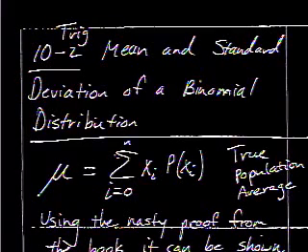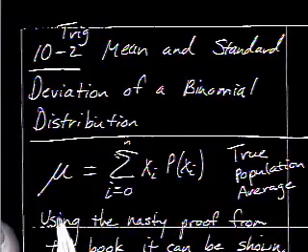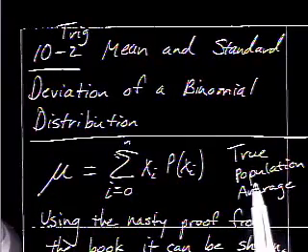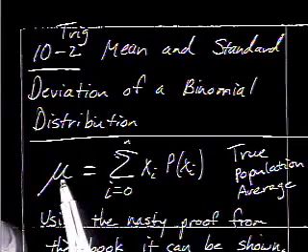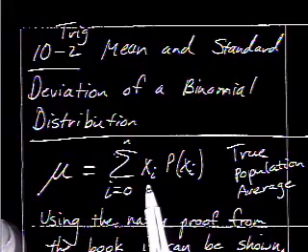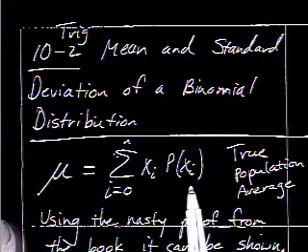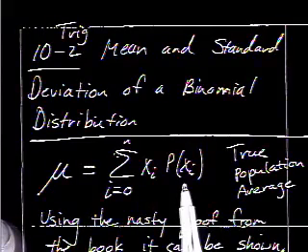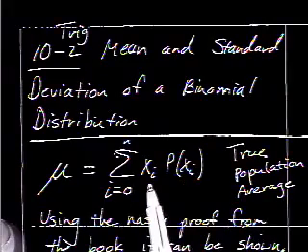Right, section 10.2 in trig. We're talking about mean and standard deviation of a binomial distribution. You'll remember back in chapter 7 we talked about how we could find the expected value or the average of a population, the true population average. We called it mu, and it was the sum of the outcomes times the probability of those outcomes. We actually made a chart, and we put these in list 1 and these in list 2, and then we did sum L1, L2.